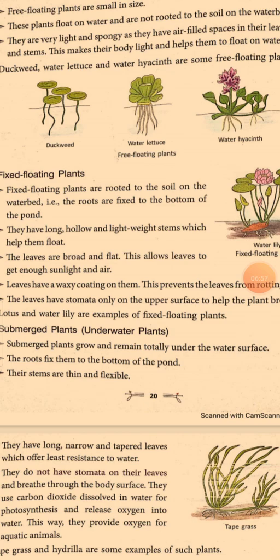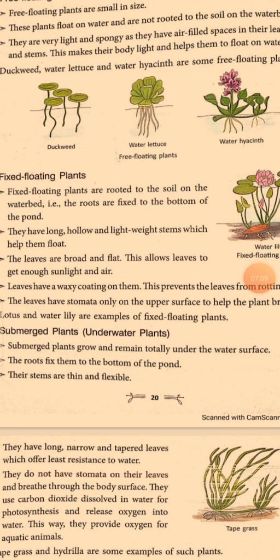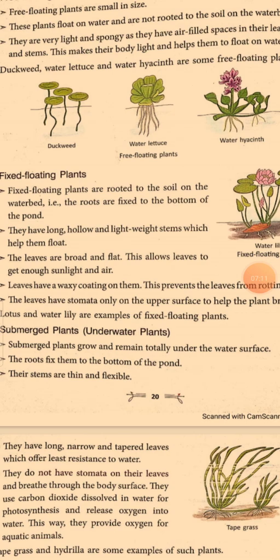Second thing is the size of these plants is also not very big, that's why they are not coming outside. The stems are thin and flexible, and their leaves are long and tapered. Now look at the leaves of this plant, they are long and tapered. Because of this nature they offer least resistance, so they don't feel any kind of resistance in the water even if there are too many waves.